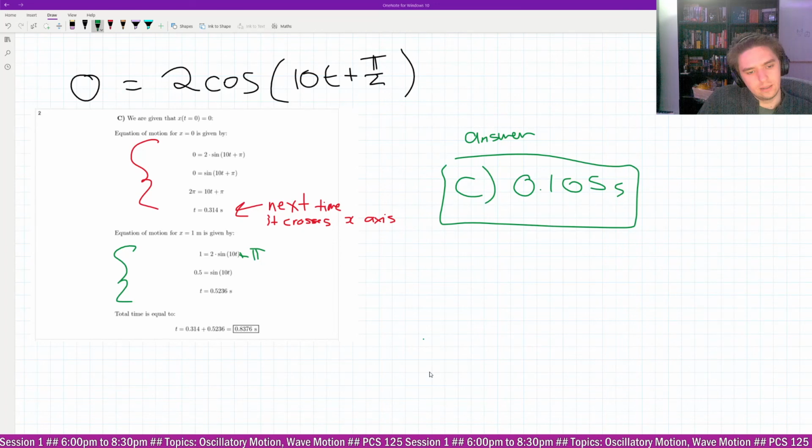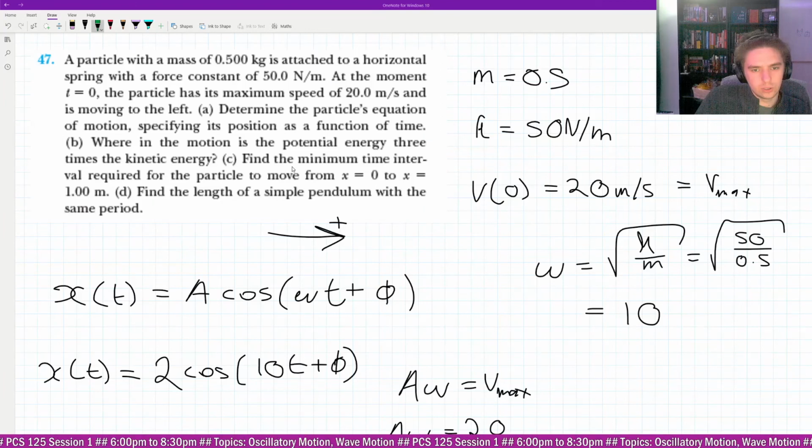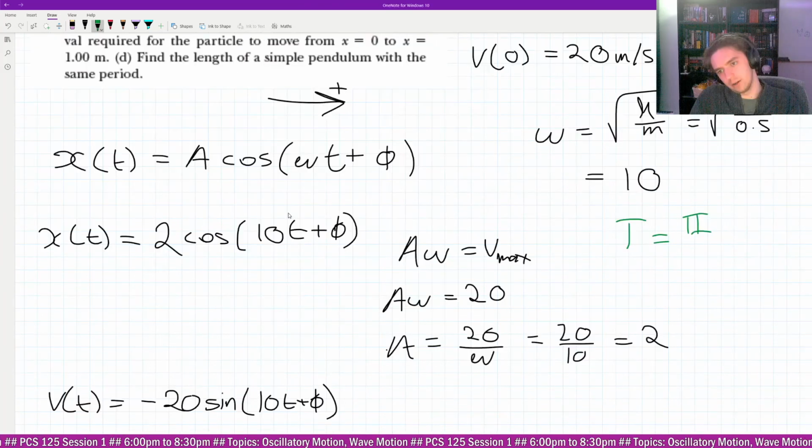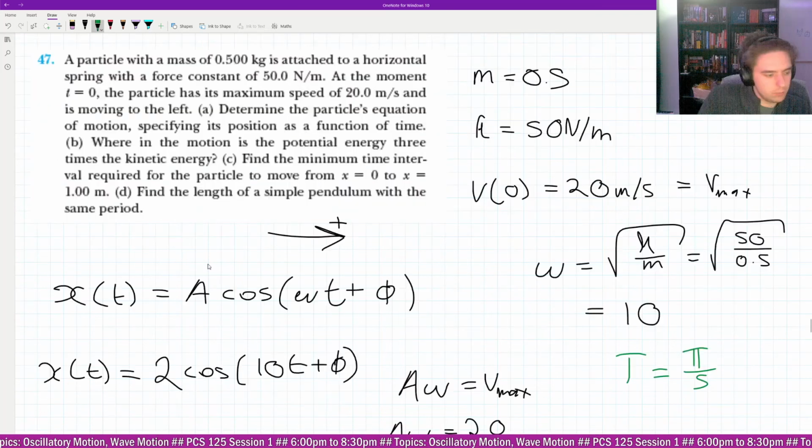Okay, let's try part D and see if we can do it. Find the length of a simple pendulum with the same period. So what's the period of this? The period is 2 pi over omega, right? So 2 pi over 10 is pi over 5. So the period is pi over 5, which makes sense. Now we want the length of a simple pendulum with the same period. Well, it'd have the same omega.